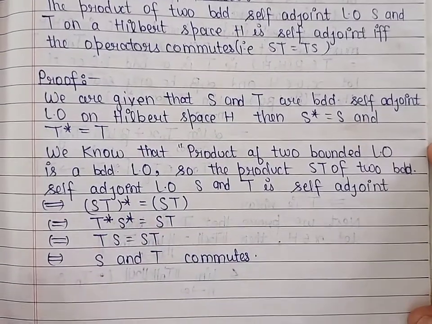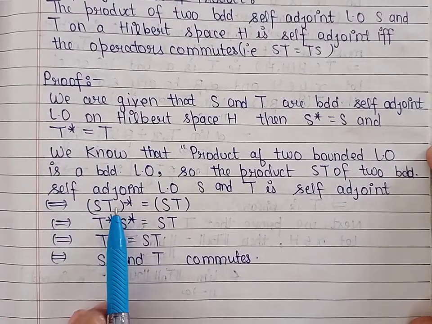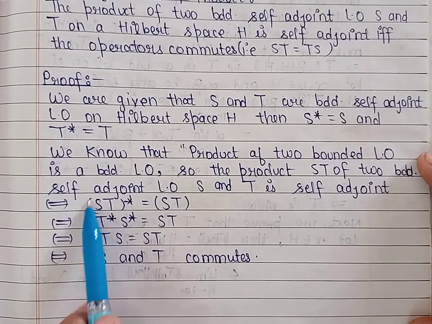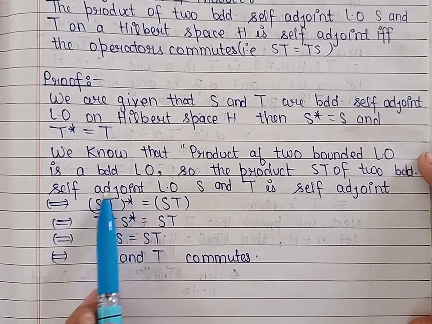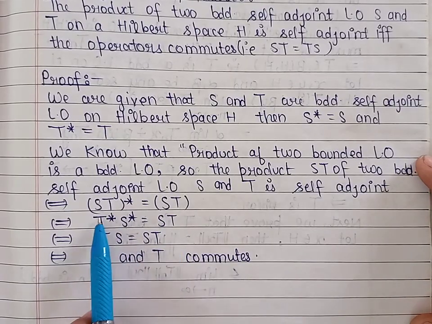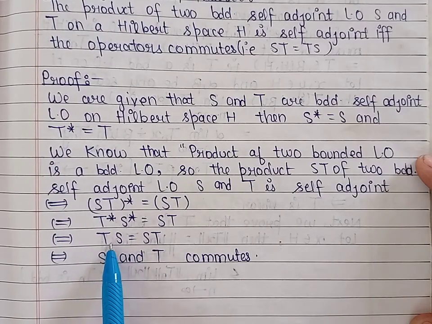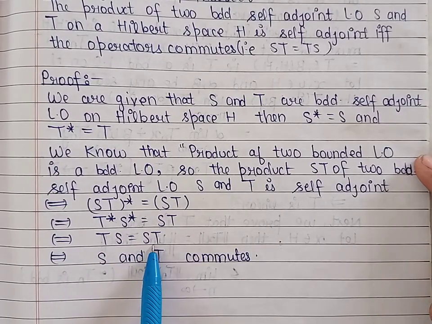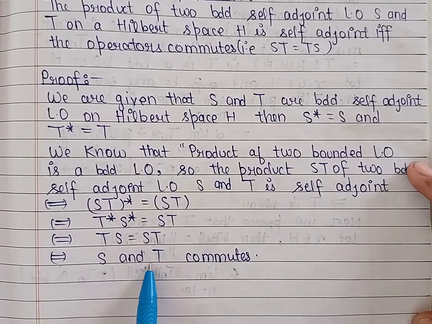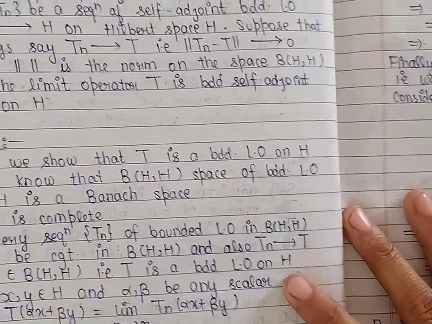Now by definition, ST will be self-adjoint if and only if its adjoint is identical to itself. By the property of Hilbert adjoint operator, this can be written as T star into S star, and this is ST. Now T star is equal to T, S star is equal to S. So from here we get TS is equal to ST. So we can say that the product is self-adjoint if and only if S and T commute, and this proves the self-adjointness of the products.